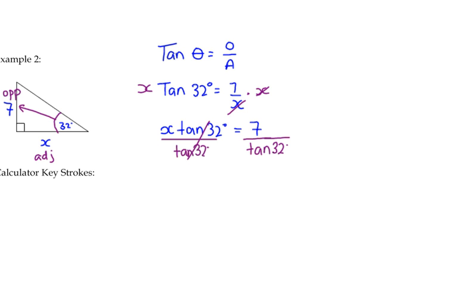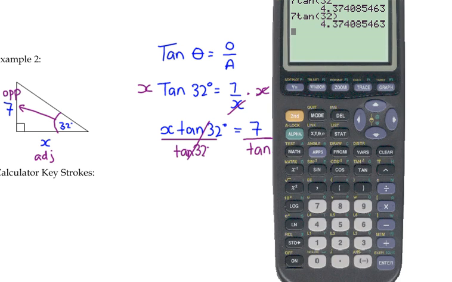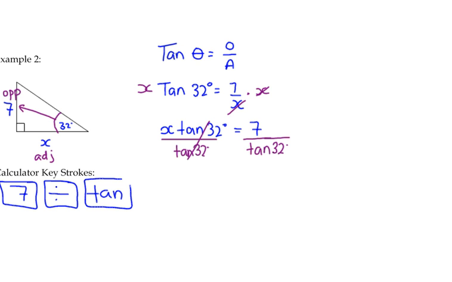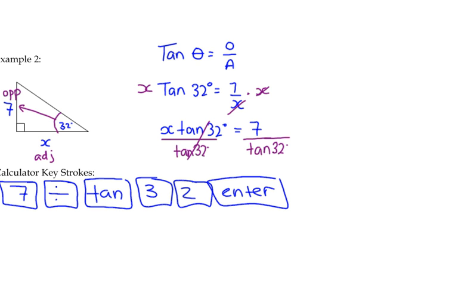Probably. The answer is yes. So the keystrokes would be 7, then what? Divided by tan 32, and then enter. And if you would like, close the bracket, if that makes you unsettled.